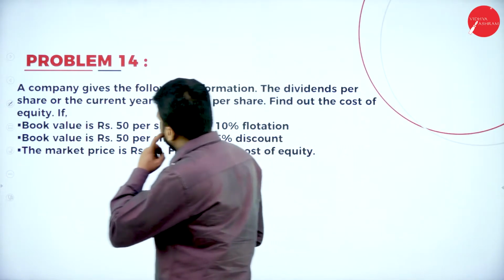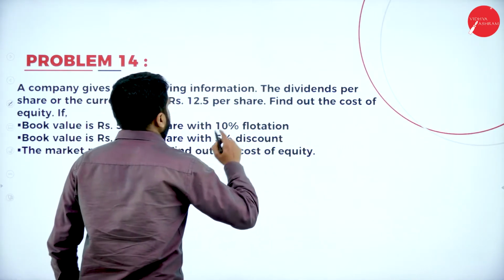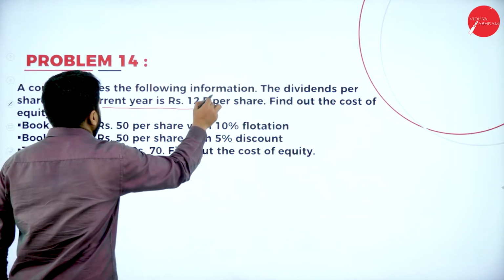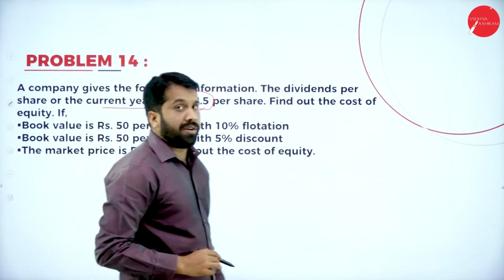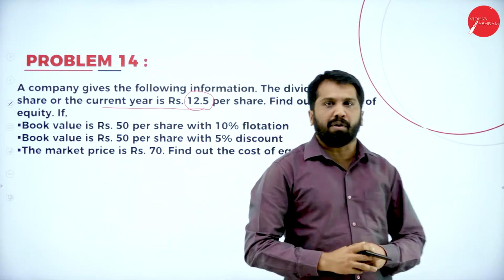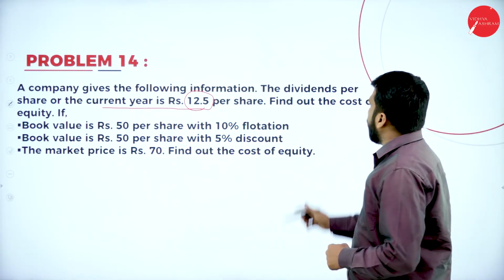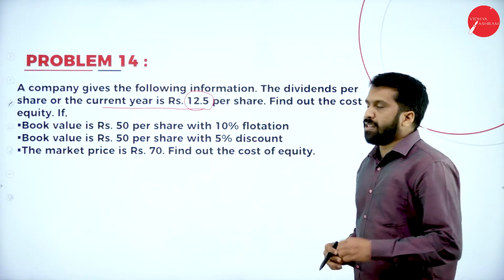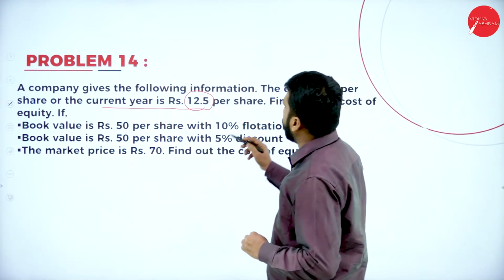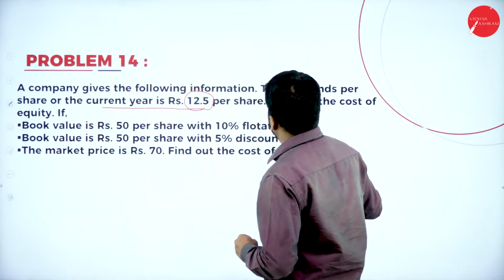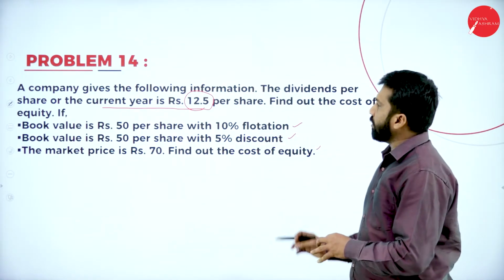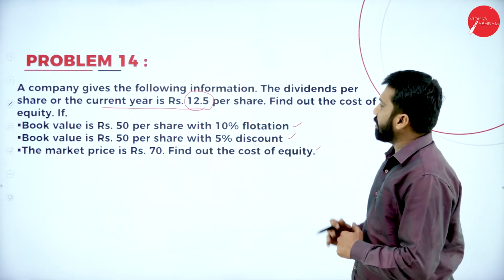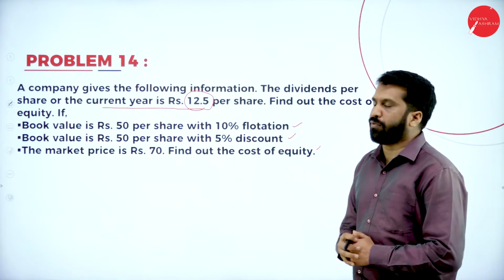Now, a company gives the following information. The dividend per share for the current year is rupees 12.5. What is the dividend? We have 12.5 in this. Find out the cost of equity if. Now, there are three questions we have. Question number 1, question number 2, question number 3. We are supposed to calculate the cost of equity for all three. How do we calculate? We'll go for this.